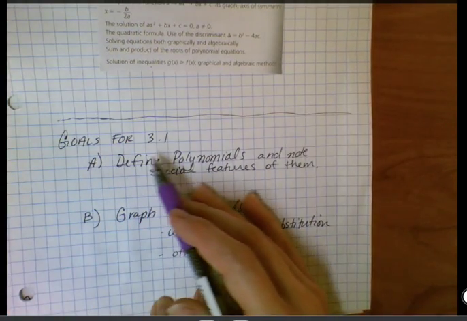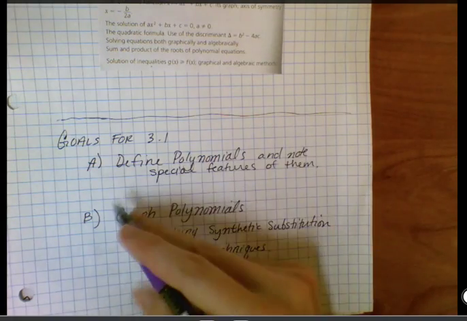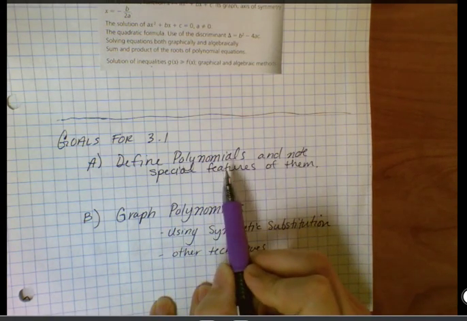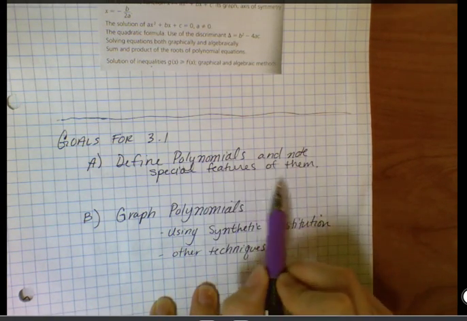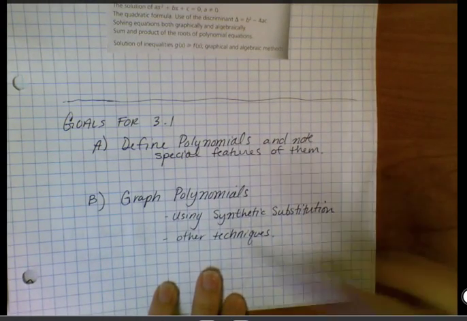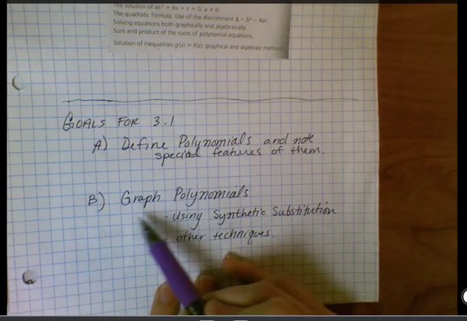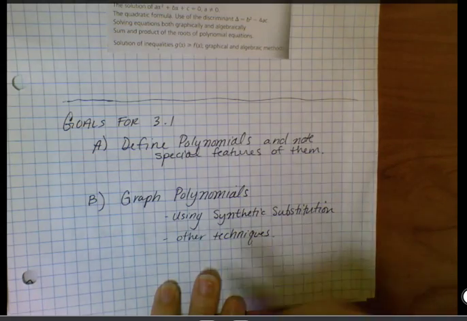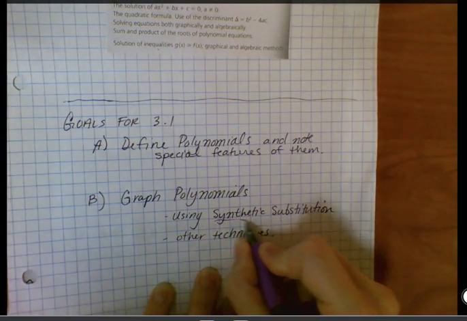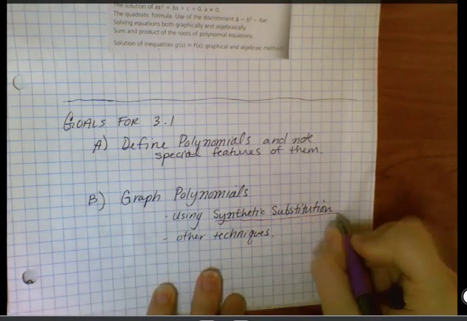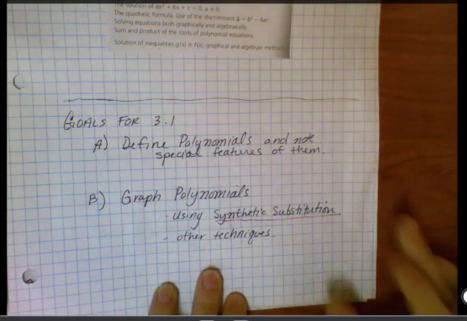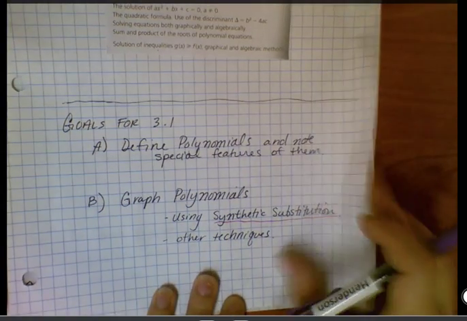So the goals for 3.1, just for this section, is that we're going to define polynomials and note special features of polynomials. And then goal B is we're going to graph polynomials. And I'm going to teach you guys a cool trick called synthetic substitution. And then we might look at some other little tips and tricks under other techniques.